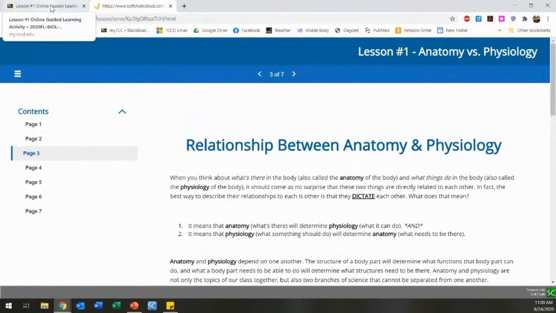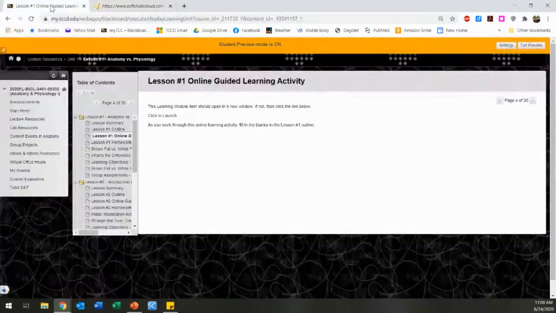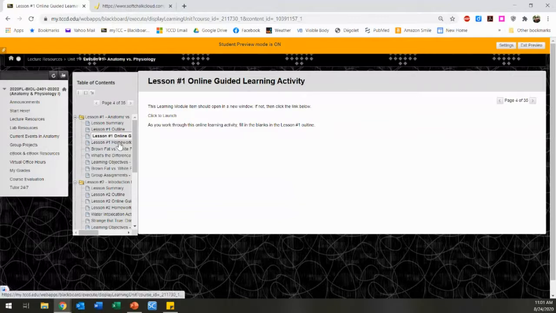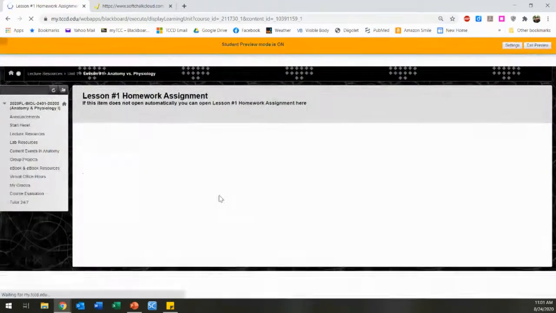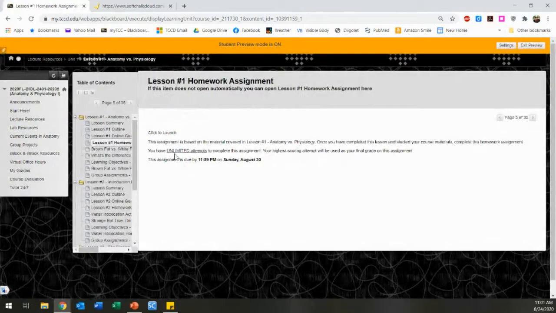So let me bounce back to Blackboard. This lesson for you is right here. Can't zoom it out, sorry. The online guided learning activity to help you fill in those blanks. Once you've filled in the blanks in your outline, then you go here to your first assignment. So this assignment, notice you've got unlimited attempts. You can do it as many times as you want, but the highest scoring attempt that you submit by Sunday, August 30th at 11:59, that is going to be the attempt that you get a grade for.